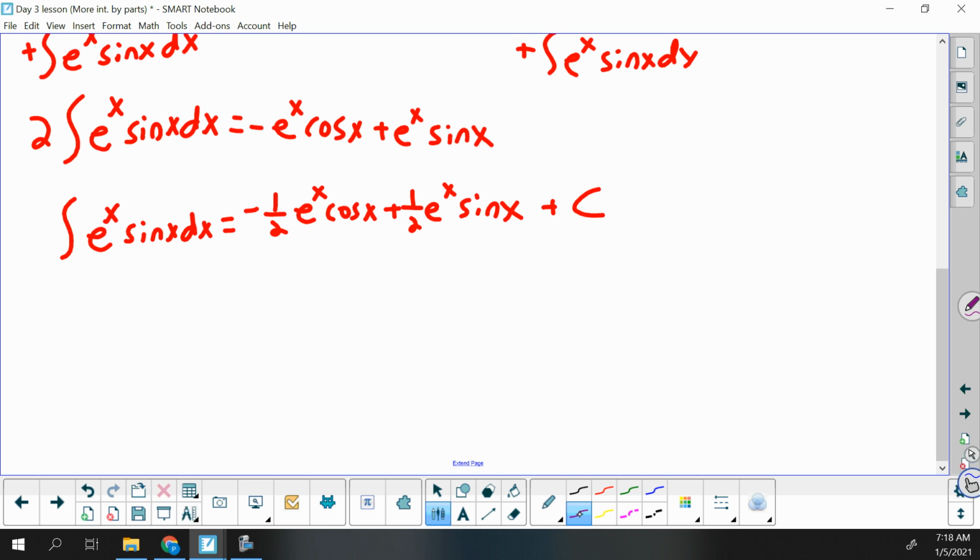And I distributed that 1/2 through. You could have left it as 1/2 and just put it all in parentheses. That would have been fine as well. So that's a tricky one. That's the cycle case. And you would recognize that if eventually you get back to the integral you started with. Well, if you get that, set it equal to the original integral. Collect those original integrals all on the same side, and then divide over to get that original integral by itself.